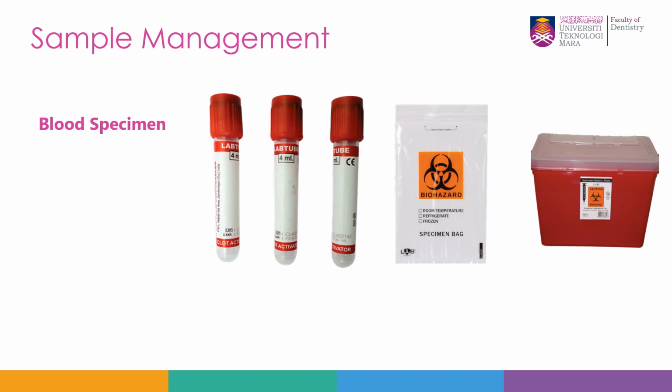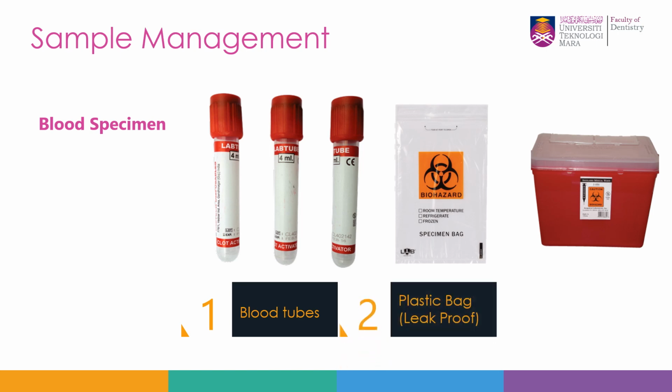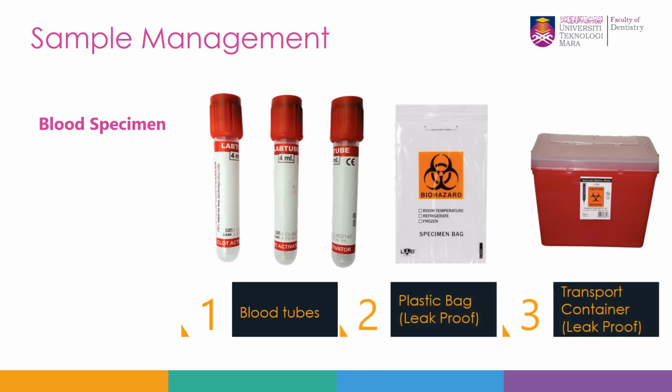All right, for the blood, we are using these blood tubes, and then definitely the plastic bag, and it's the same thing, a transport container. After taking the blood, these tubes need to be put into the plastic bag labeled as biohazard, and then this plastic bag will be put in the transport container for the transport. So that is for the blood specimen.